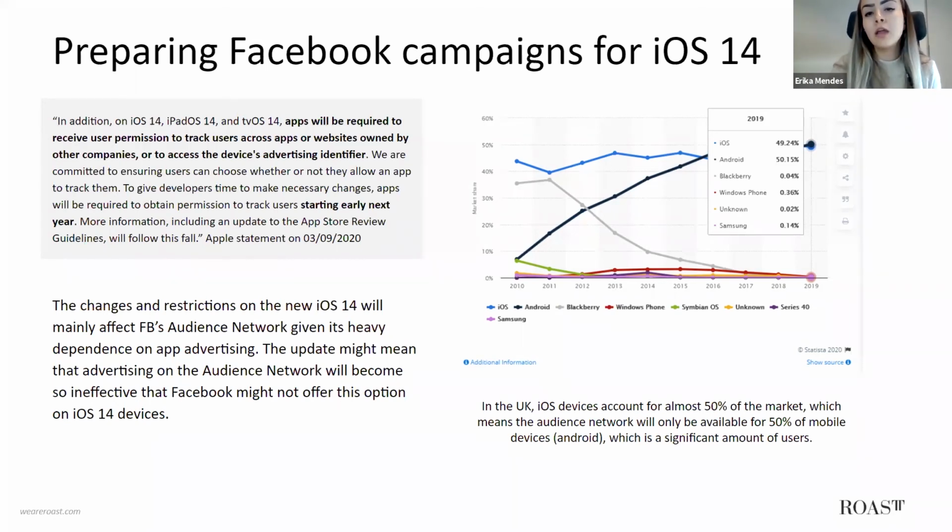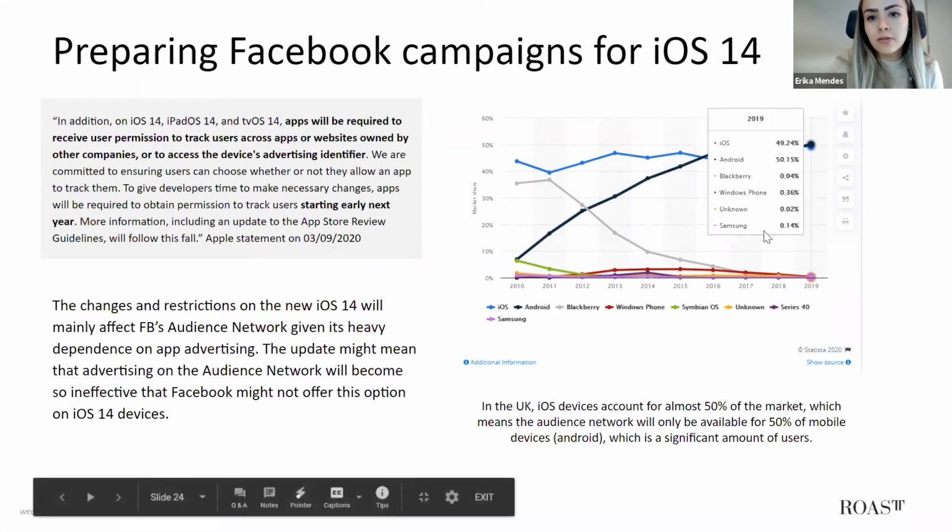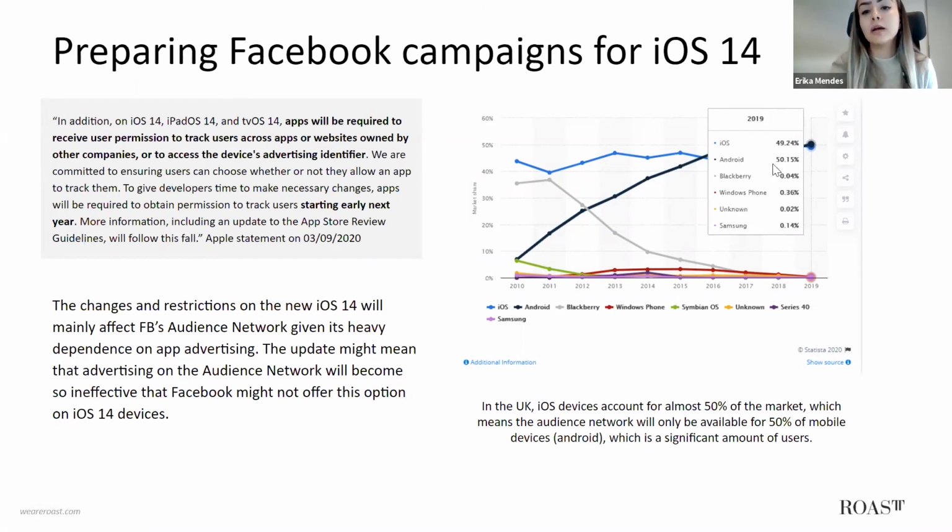And with this new iOS 14, what will happen is that for iOS users that don't accept this cross-app tracking, it means that we won't have visibility in the Audience Network. And I put a graph in here. So in the UK in 2019, almost 50% of the market is iOS. So this means that one specific placement on Facebook will be massively dismissed because of this new update.